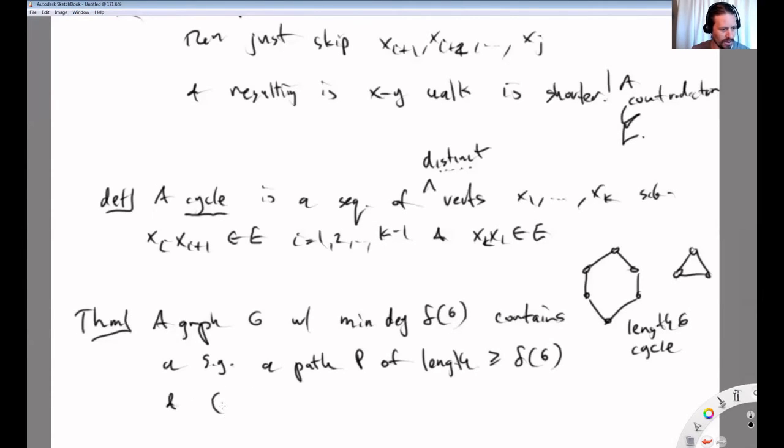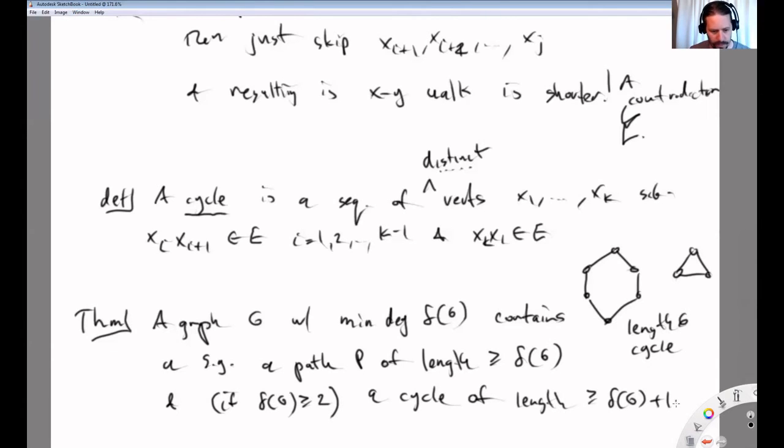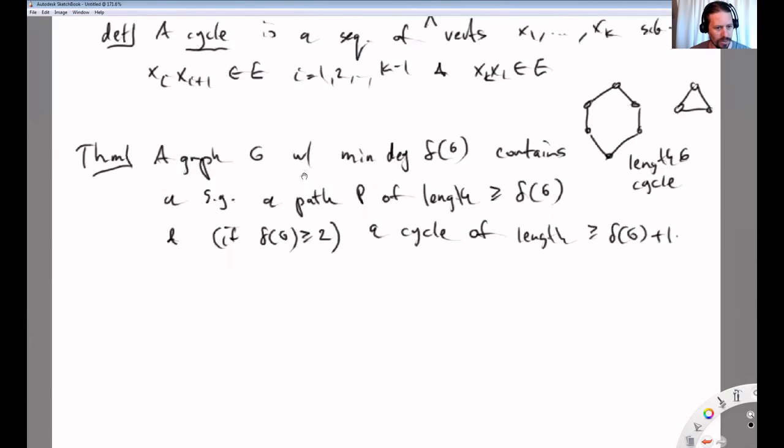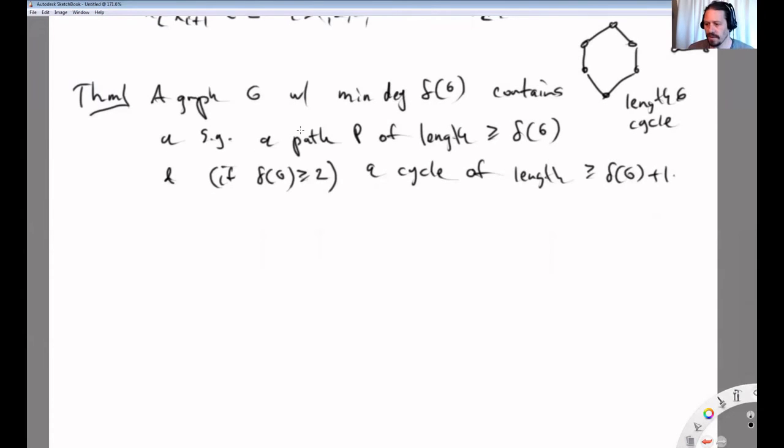And as long as the minimum degree is not too small, so as long as the minimum degree is at least 2, if the minimum degree is just 1, your graph isn't very interesting and the second part doesn't hold. So if the minimum degree is at least 2, you also have a cycle of length at least delta G plus 1. Okay. So before we prove this, I'm going to do both parts separately, but why does the second case imply the first, at least when the minimum degree is large enough? The second is that we have a cycle of length delta plus 1, and the first is that we have a path of length delta.